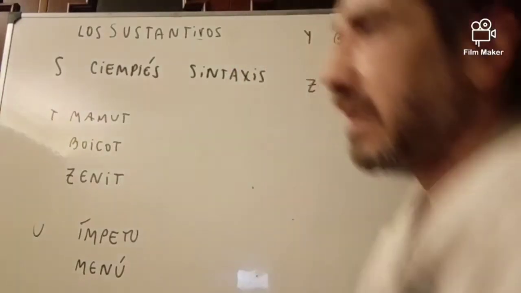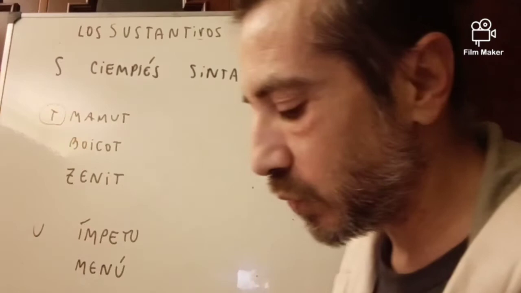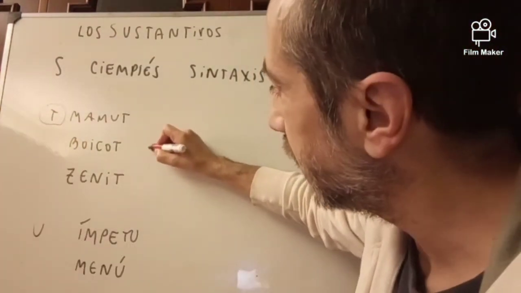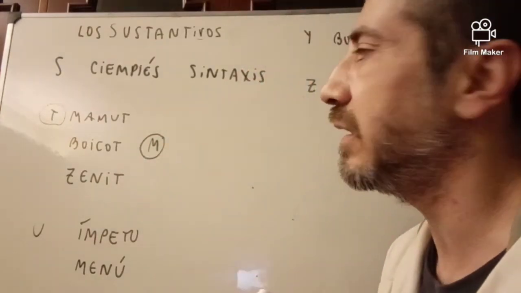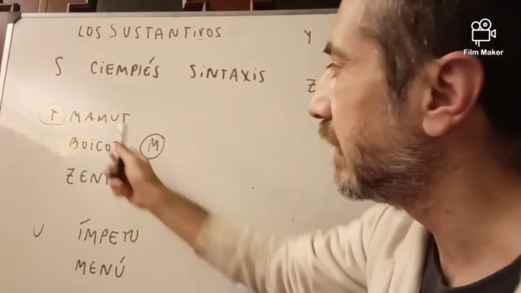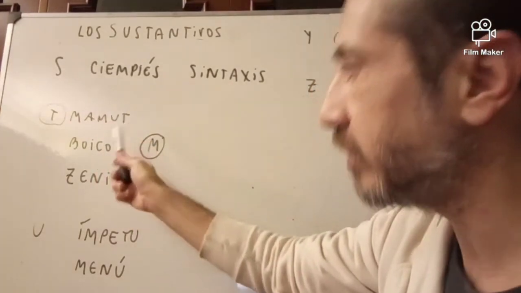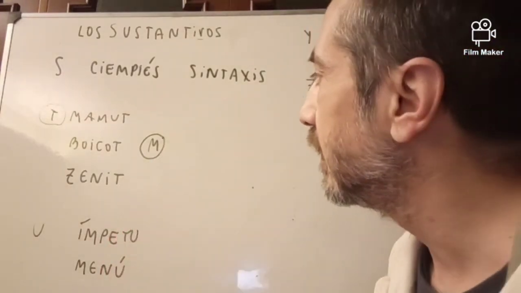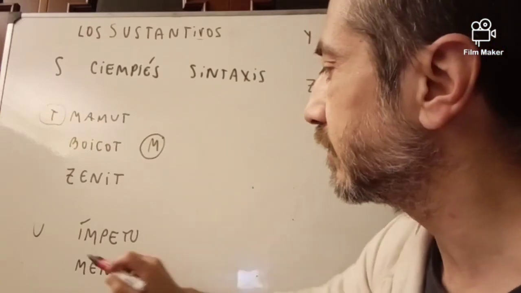Ending with te is not very common in Spanish, but we do have a few words, and they are all masculine. So it's easy for you to remember. If a word ends with te, it's masculine. Like the animal, mammoth, boycott, zenith. They are all el mamut, el boicot, el zenit.